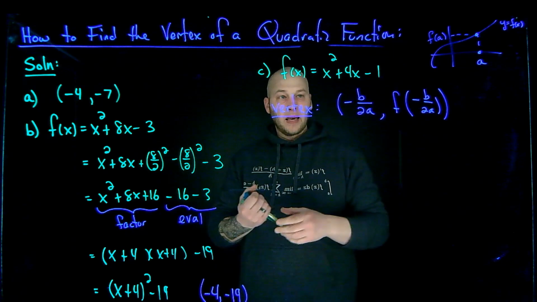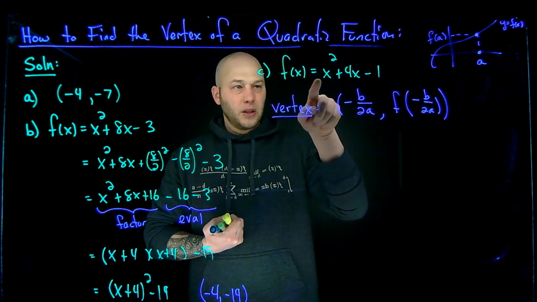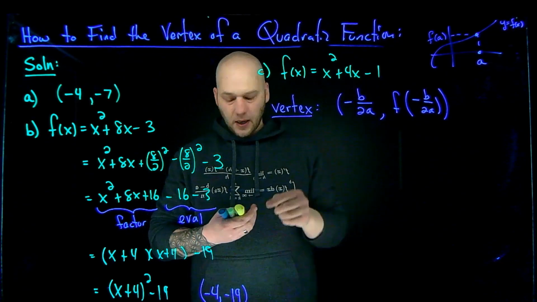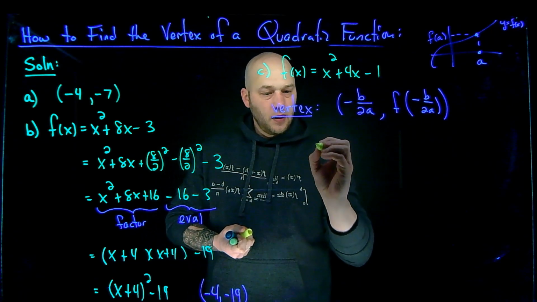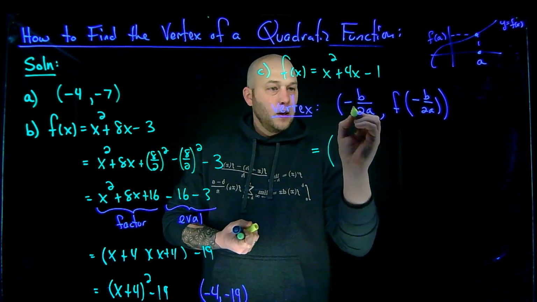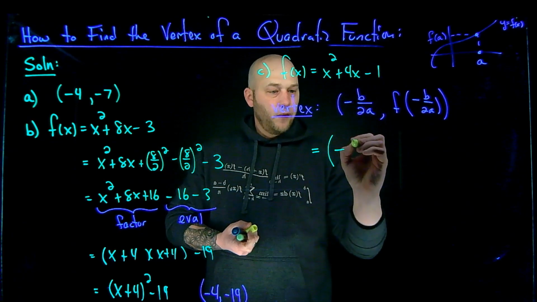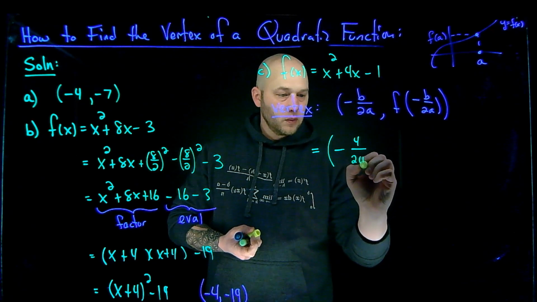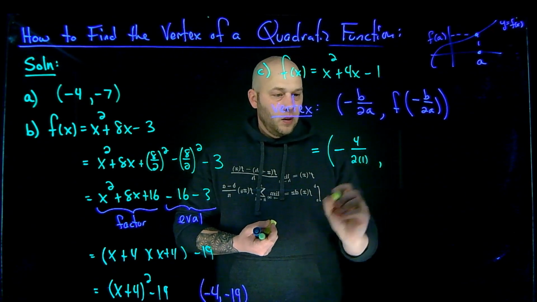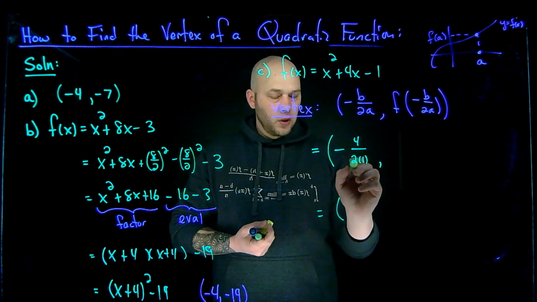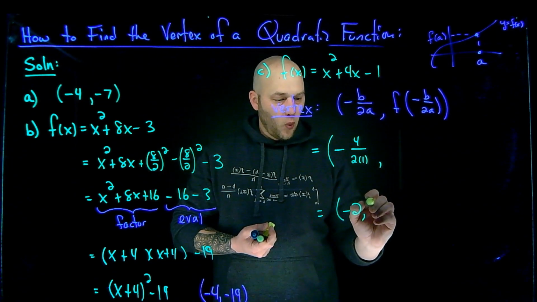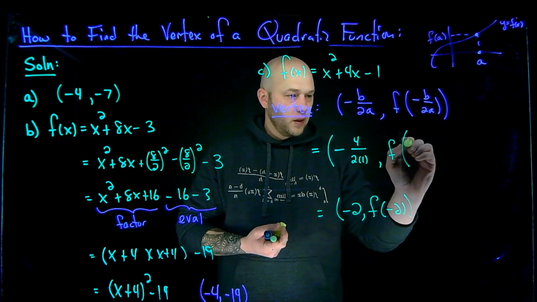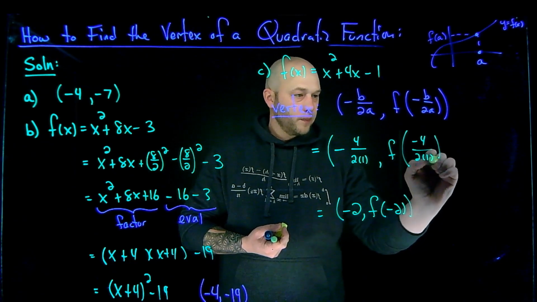Well, let's see, what do we got? Again, remember a, b, and c were the coefficients in descending order of power. So a is 1, b is 4, c is negative 1 for this particular function. And therefore, my vertex is going to be negative, so b is 4 over 2 times a, so 2 times 1. And then, of course, this is equal to 4 over 2 is 2, so this is negative 2. And of course, the y value is then f of negative 2.